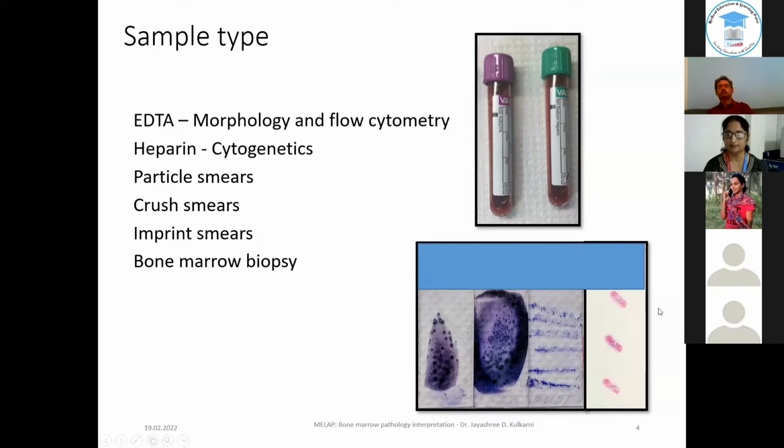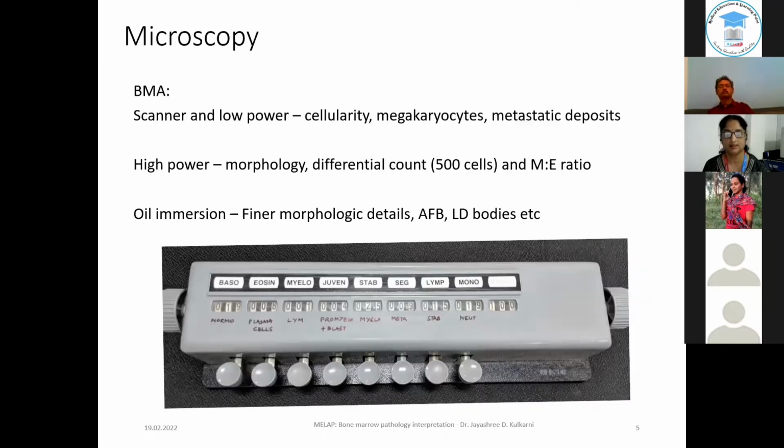Third one is the imprint smears. Now these imprint smears give you a lot of information, especially when it is a hemodiluted aspirate, because so many times even a metastatic deposit or a cluster of blasts sitting at the edge of the imprint will be very useful. And the last one is the bone marrow biopsy, which Dr. Sanjay will deal with in great detail.